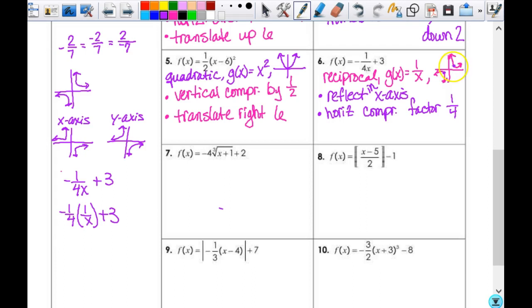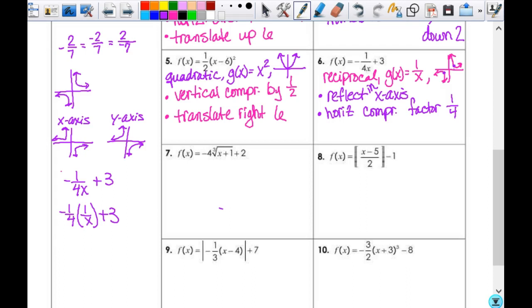So if I take this one point and I reflect it in the x-axis and then I horizontally compress it and then move it up 3, it's going to give me one point. And then if I take this and I reflect it in the x-axis, do a vertical compression, and then shift it up, it's going to give me a different point. But they're both on the graph. Eventually you get all of your points either way.